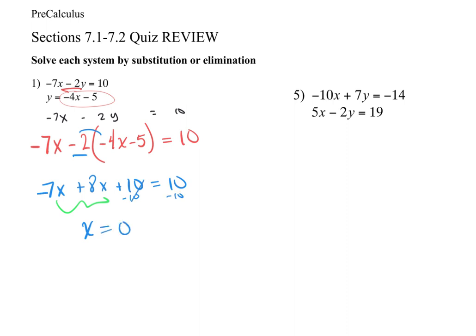Once you solve for one, plug it in and solve for the other one. I have x, I need y. So negative 4 times 0 minus 5y is going to equal negative 5. So my answer to this one's going to be 0, negative 5. That would be one where I would probably do substitution.